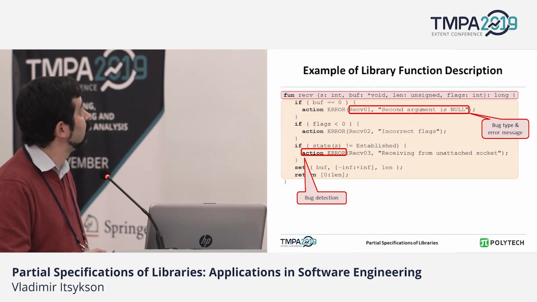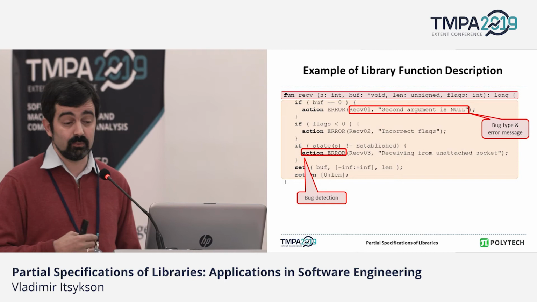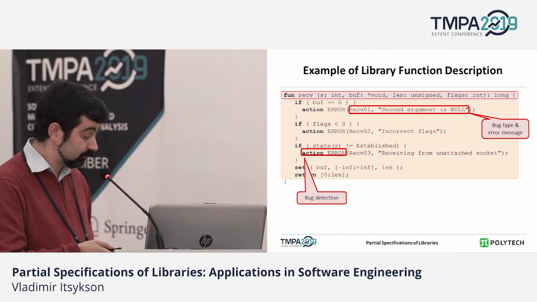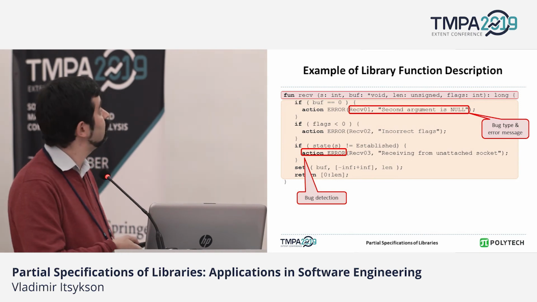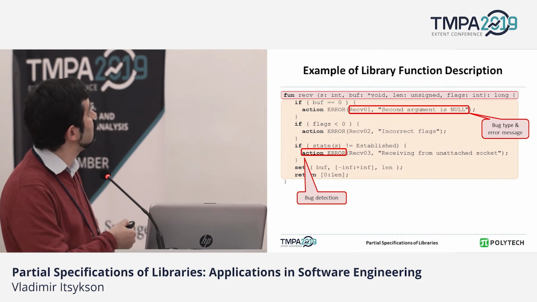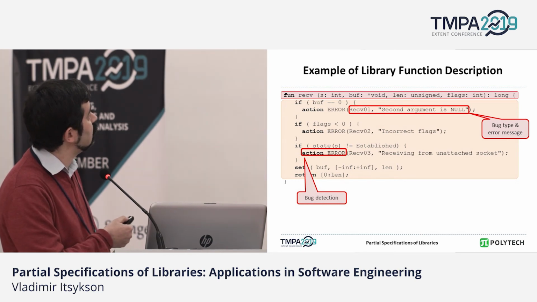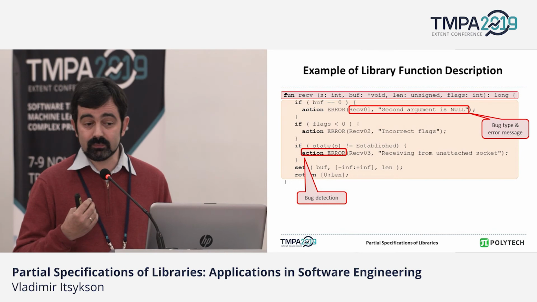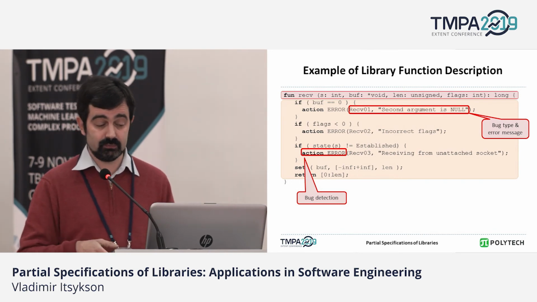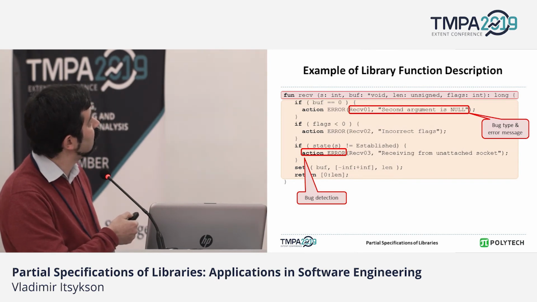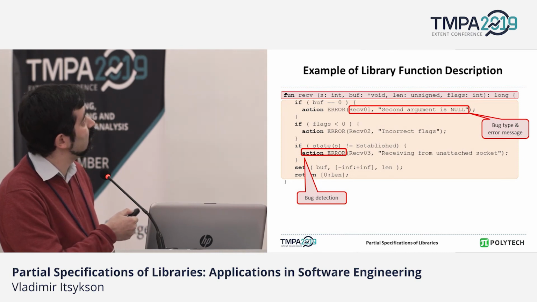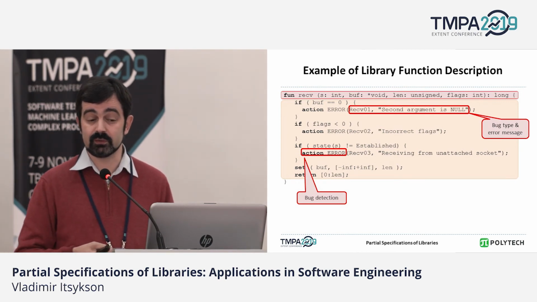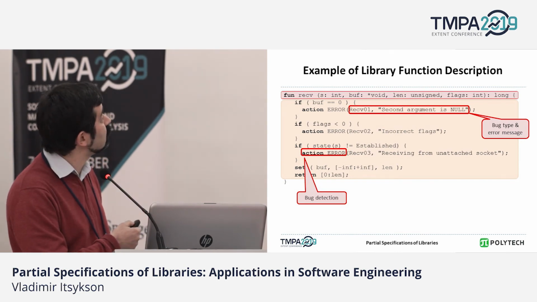How does it work? It's a small example of a description of the behavior of a library function. It's the recv function from the socket library. This is the behavior of the function, and the semantic action helps us detect errors inside of libraries. This is an example of actions and this type of action, and this string is a diagnostic message for the error that is found in this function.